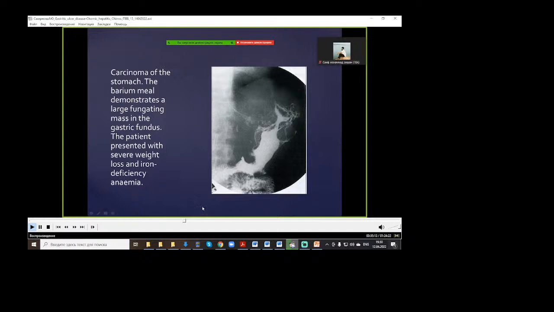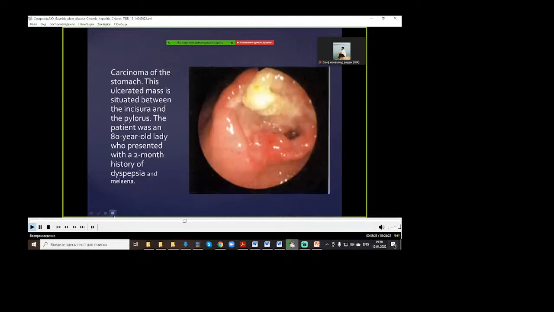This is an example of X-ray in case of stomach cancer. This is stomach cancer. And this is endoscopy of stomach cancer. This is stomach cancer.